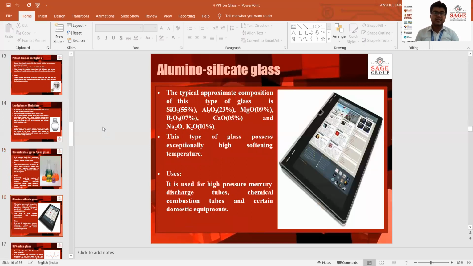So the next variety is alumino silicate glass, which contains again the same basic components, but they have an exceptionally high softening temperature and therefore are used for high pressure mercury discharge tubes. This is a very unique application of alumino silicate glass. They are also used for manufacturing of glass tubes and certain domestic equipments. So this high softening temperature is a unique property of this glass.